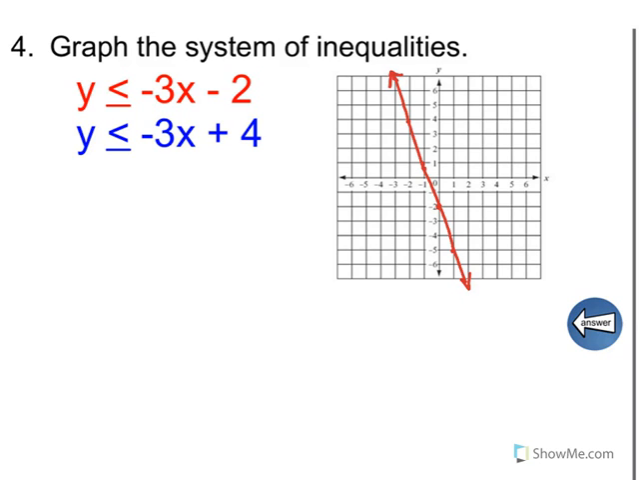So I'm including. This is going to be everything that's underneath. So underneath, because it's less than, is here. It's below the line.